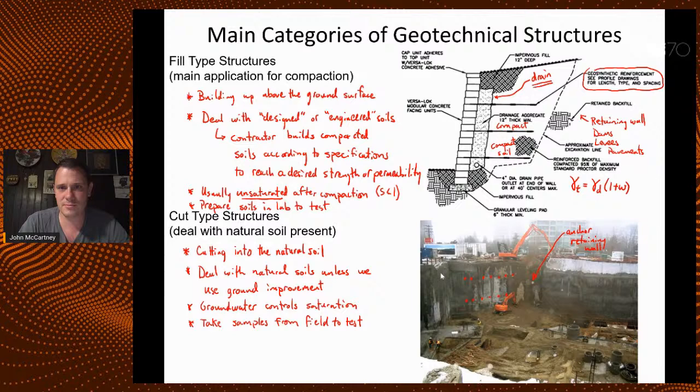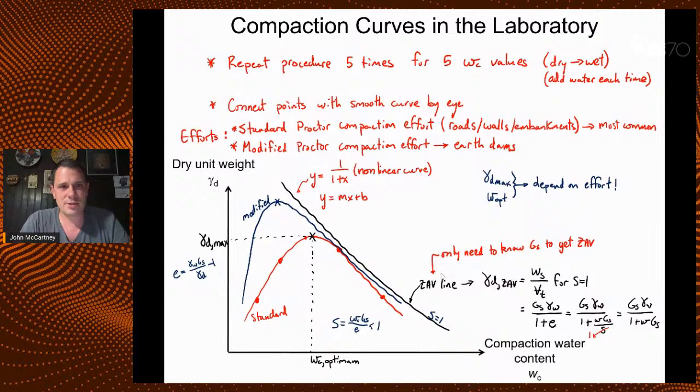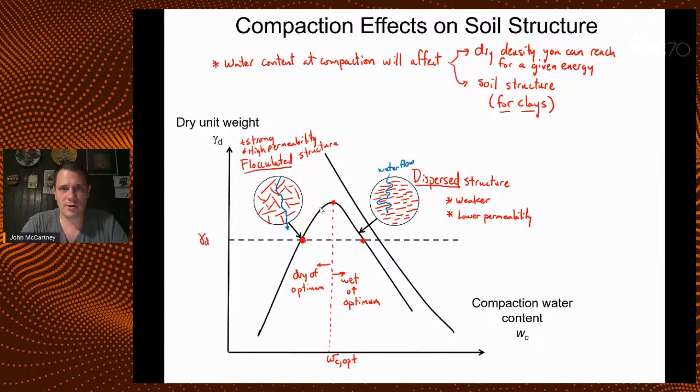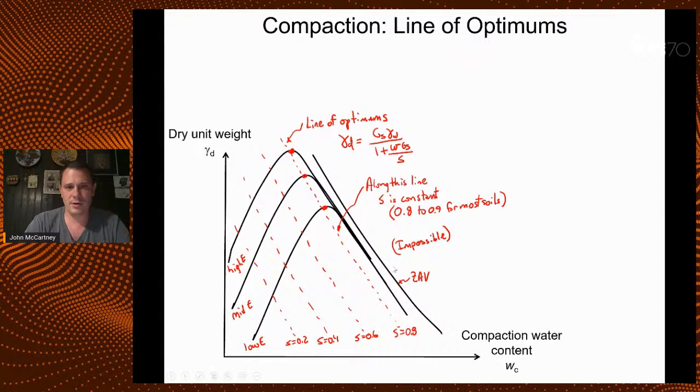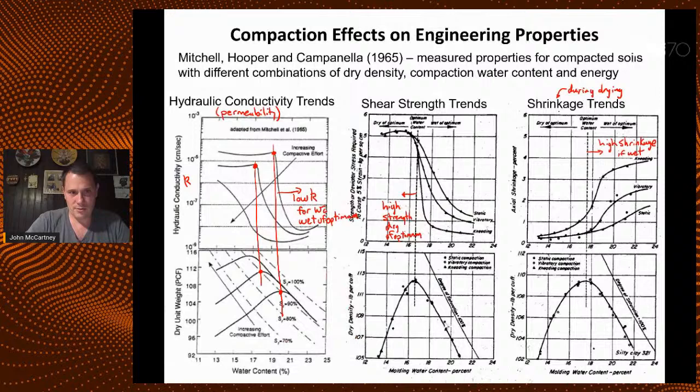So then we introduce the compaction curve, how the degree of saturation is an important limit on the compaction of soils, how the soil structure is going to change depending on our compaction conditions, how the degree of saturation is going to follow the shape of our zero air voids line, and also how the compaction water content that we're going to use is going to change the properties that we're going to get at the end of the compaction process. And we can use all of these different changes in soil properties, for example, from this paper by Mitchell, to define compaction specifications that we can use in practice.